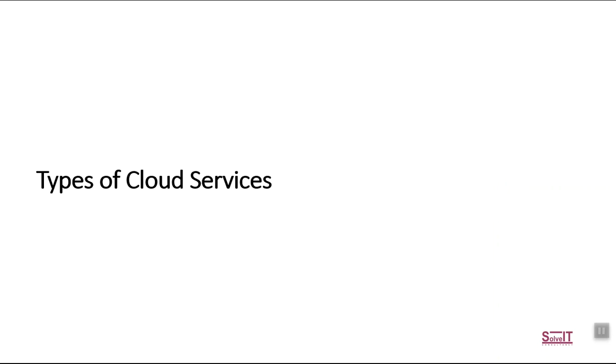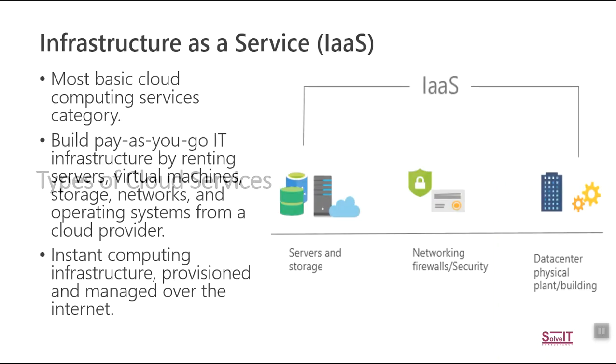Now let's move on and look at the various types of cloud services. Now, cloud services are generally divided amongst these three services: infrastructure as a service, platform as a service, and software as a service. Right? So infrastructure as a service is the one that I guess most customers or most users are familiar with. It's the most basic category in cloud computing.